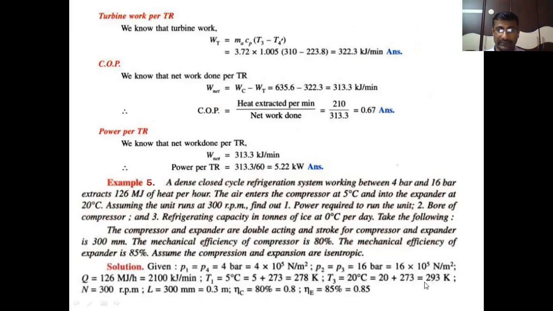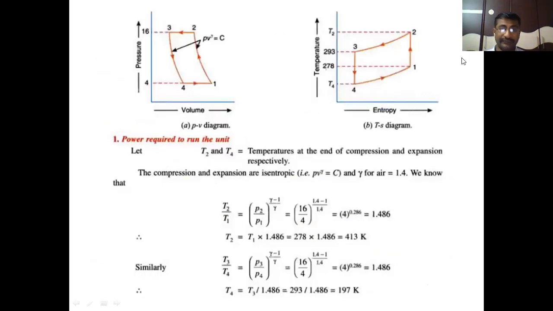Temperatures 278 and 293 are given in the cycle, T1 and T3. Here, the 1-2 process and 3-4 process are isentropic, assumed as PV^gamma equal to constant. So the first part is the power required to run this unit: the total power required for the cycle.